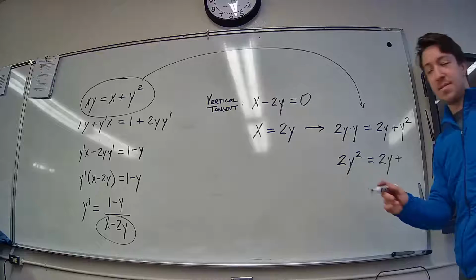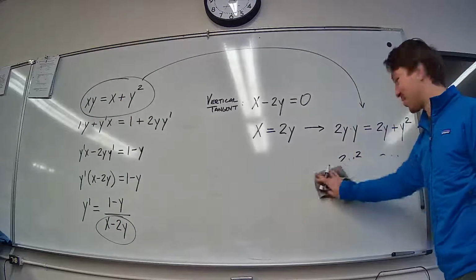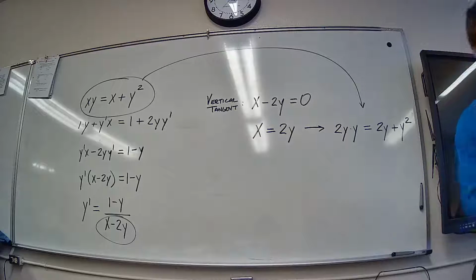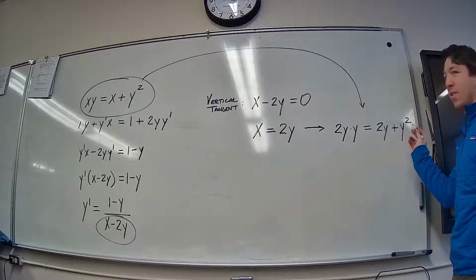I don't know why I'm writing down a whole step, taking y times y and writing it as y prime. I don't know why I'm doing that. Seems like more than it needs to be.